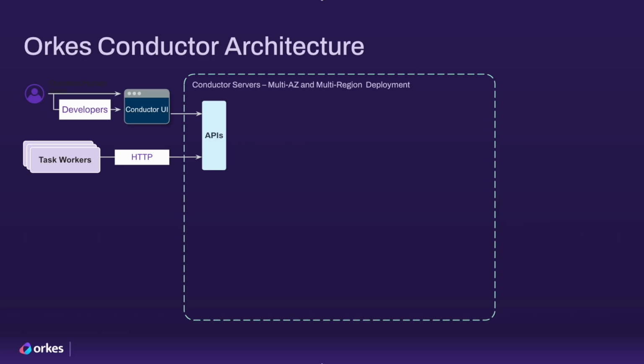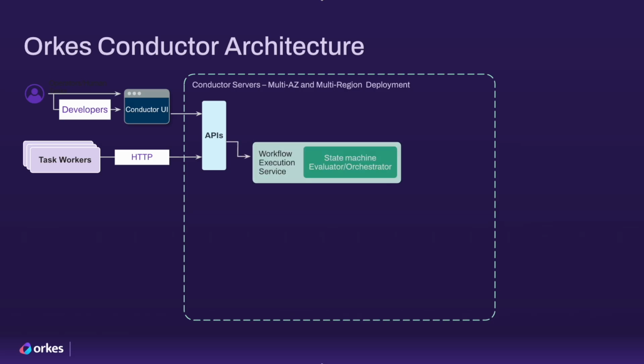At the center of the system is the Workflow Execution Service. This is the core component responsible for creating and managing workflow operations. It's essentially the brain of the whole operation. Along with the Workflow Execution Service is the Task Service, and this is the one that's more in charge of managing the operations behind tasks, such as polling, updating, and queue management.